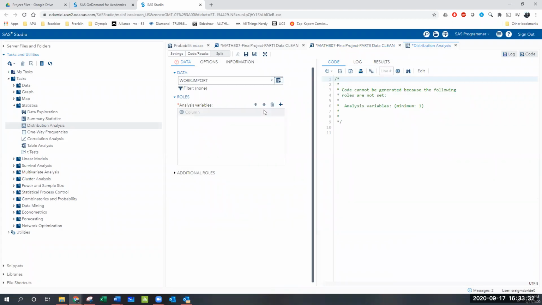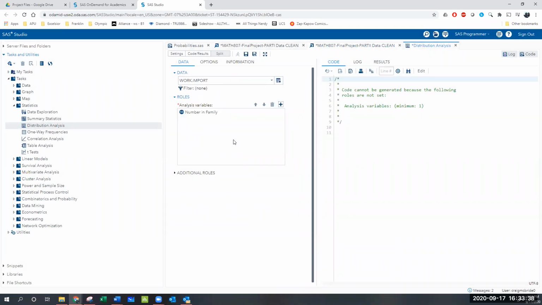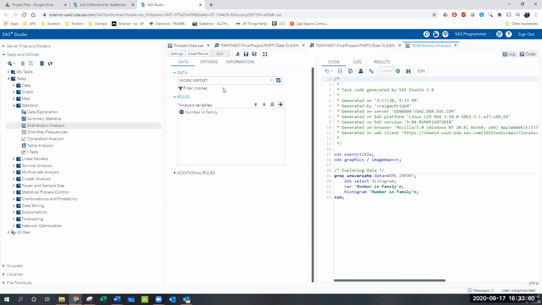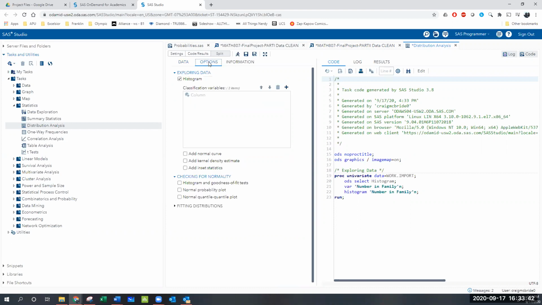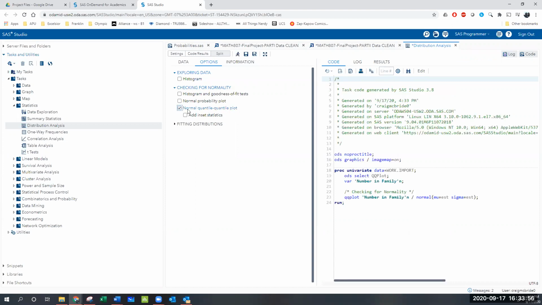And then you pick the analysis variable. For me, I'm going to just pick number and family. And then under options, you can leave the histogram on, but you don't need it. So you can turn that one off, but you definitely need to check for normality. So that's where you want the normal quantile plot, right? That's what it's asking for. So you click on the normal quantile plot.